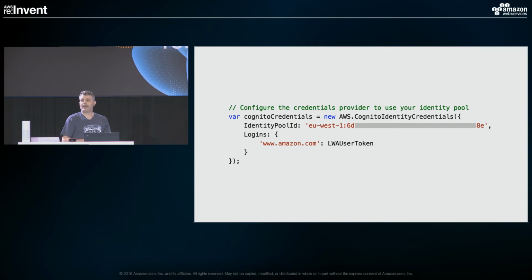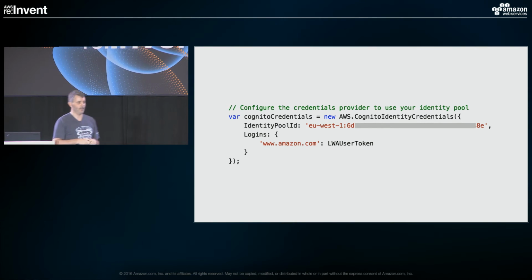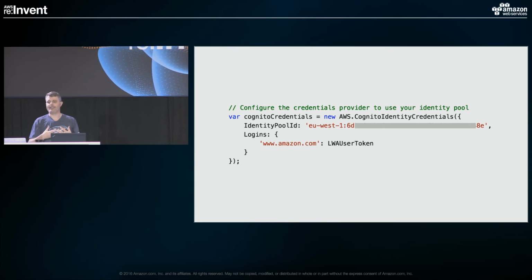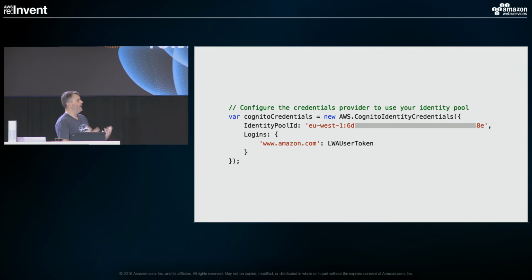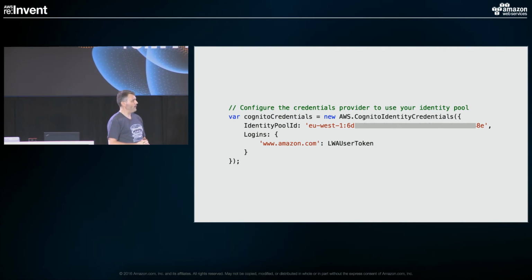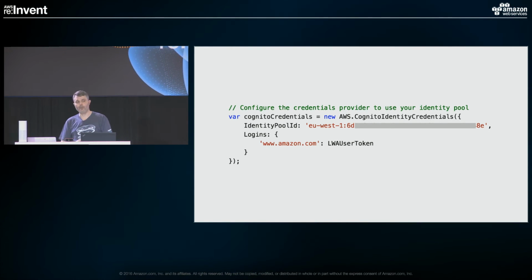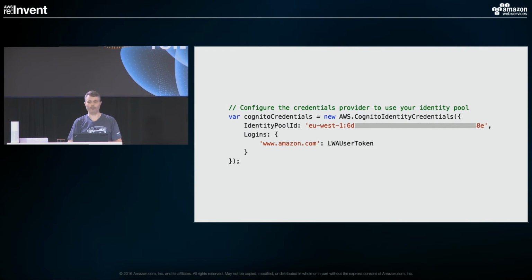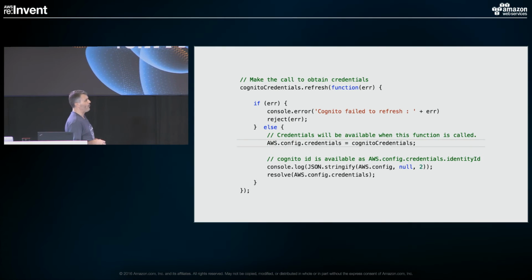Then you need to create a Cognito identity credentials object. When you configure Cognito on the server side, you will receive a Cognito pool ID. That's the ID on the second line of code over there. So that's the ID of my Cognito pool, my list of users, if you want. And then I can give Cognito a couple of logins. In this case, I have only one, from login with Amazon. And LWA user token is actually the variable that contains the OAuth token I received from login with Amazon. So when I have this credential provider ready, the next step is just to call get or refresh.